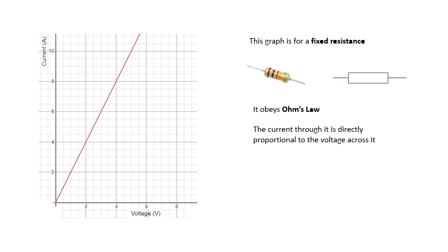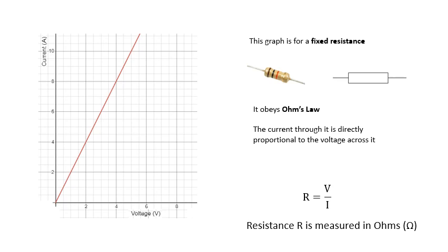We should add to that, at constant temperature, because temperature makes a difference as well. But here, this fixed resistor, its resistance doesn't change, okay? And it obeys Ohm's law. The graph is a straight line.